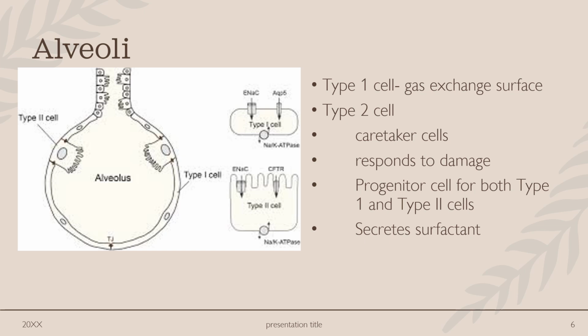And here we have an alveoli, taking a look at our type 1 and type 2 cells. Our type 1 cells, just by looking at it, you can tell that that has a really important function of being a gas exchange surface. And our type 2 cells, those are the caretaker cells. They respond to damage, they make sure to fix things up, keep things running, and they are also super important in secreting surfactant.